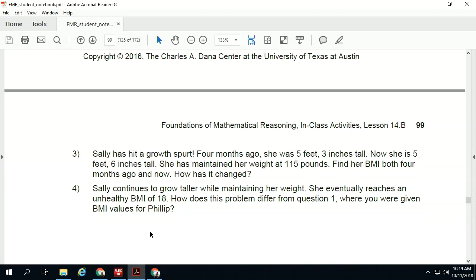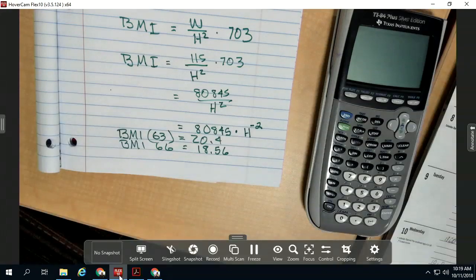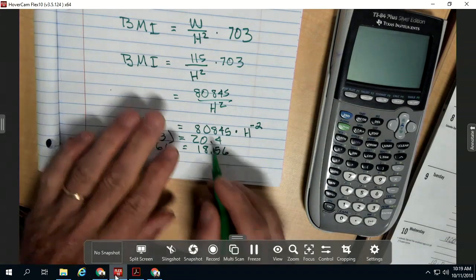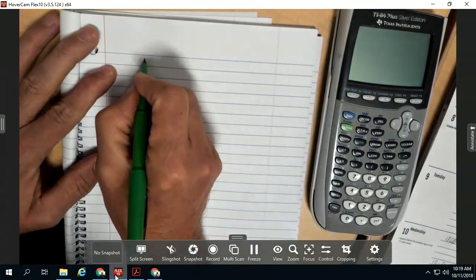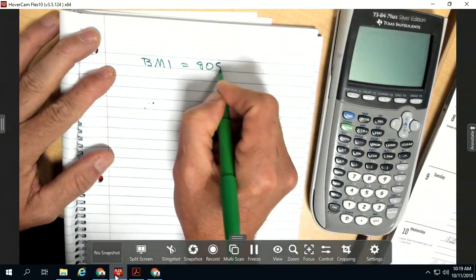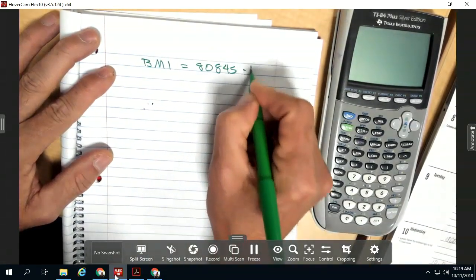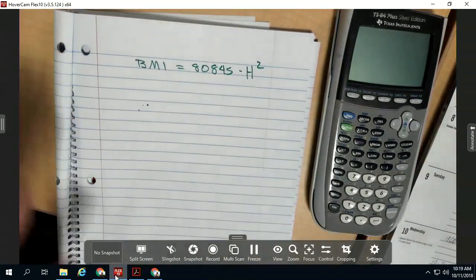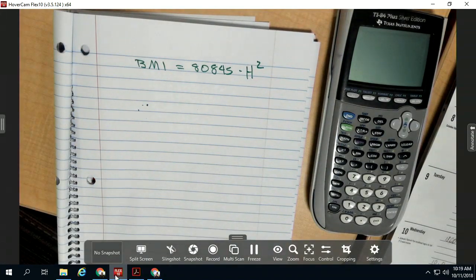In this case, we're going to factor in the weight and find the height. So let's start with that formula, BMI equals 845 times height squared. How do we get the height? Looks good.